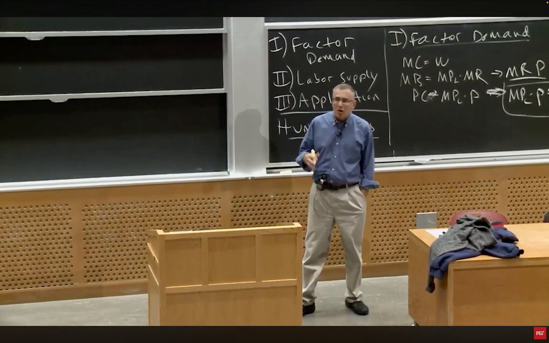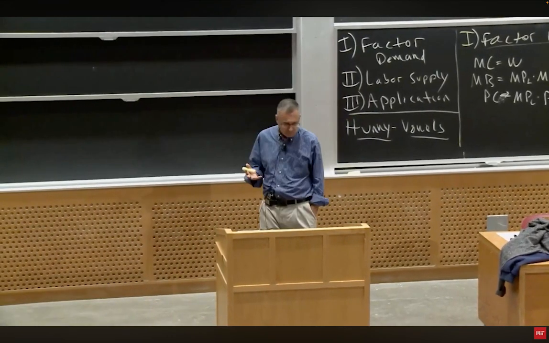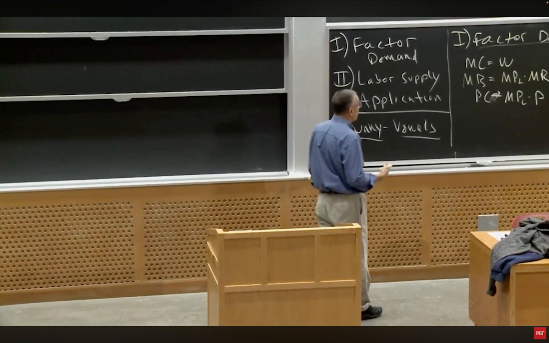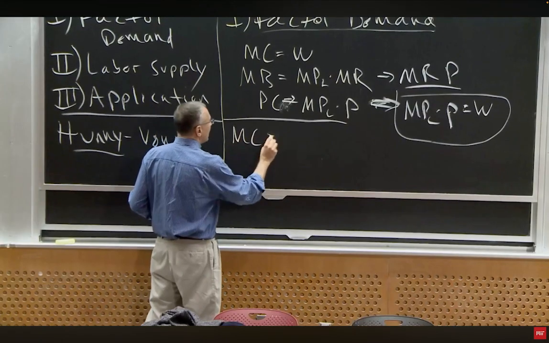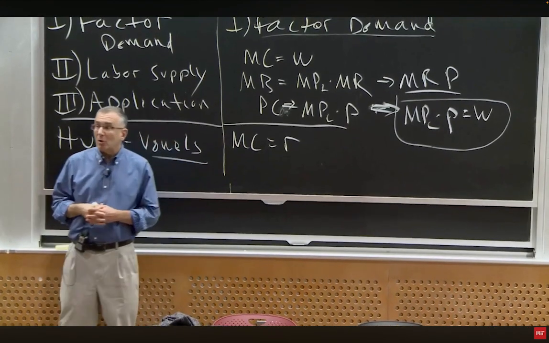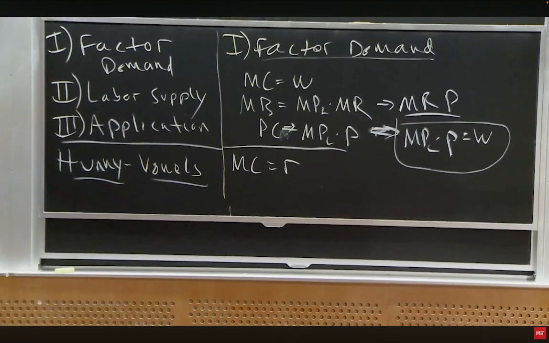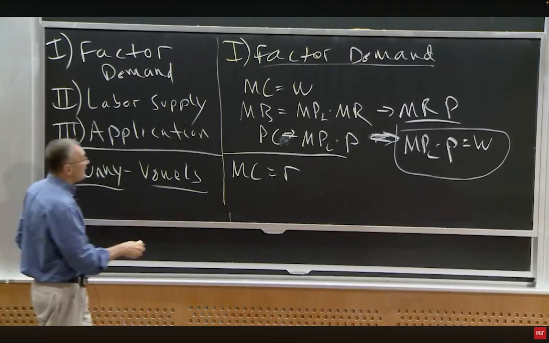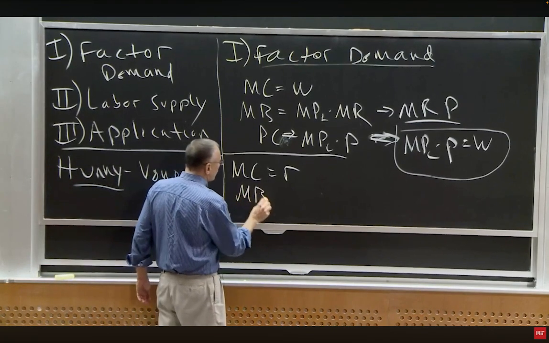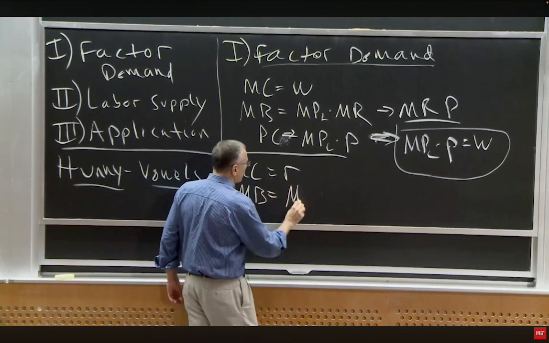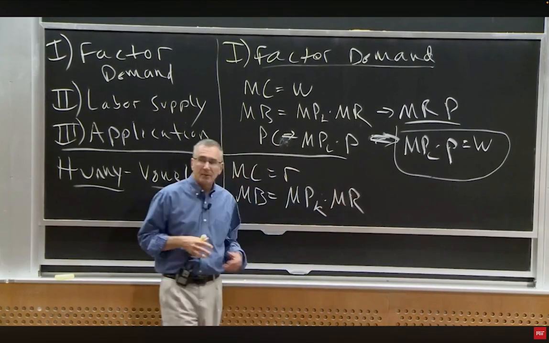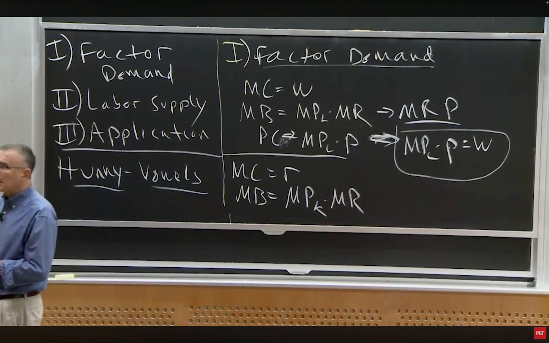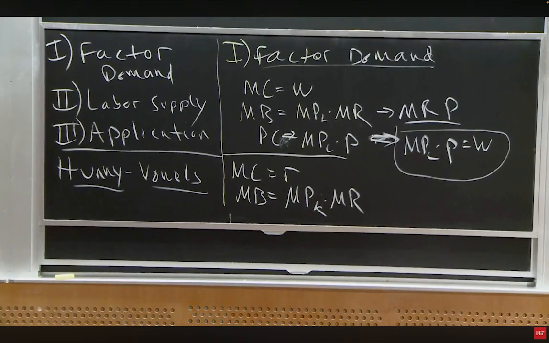Capital demand looks exactly the same. The cost for capital, the marginal cost, is the rental rate, what it costs to rent a unit of capital. The marginal benefit is the marginal revenue product of capital, which is the marginal product of capital times marginal revenue. That's the benefit.